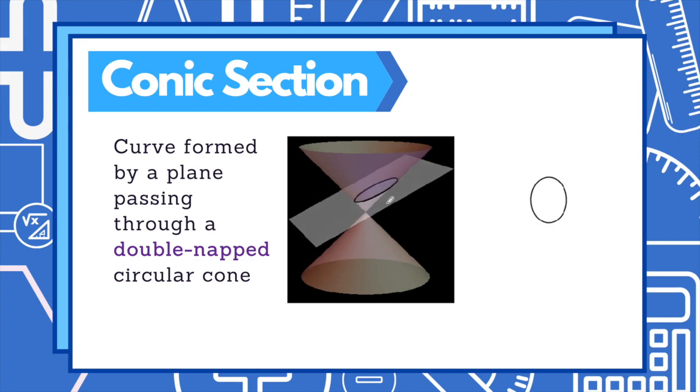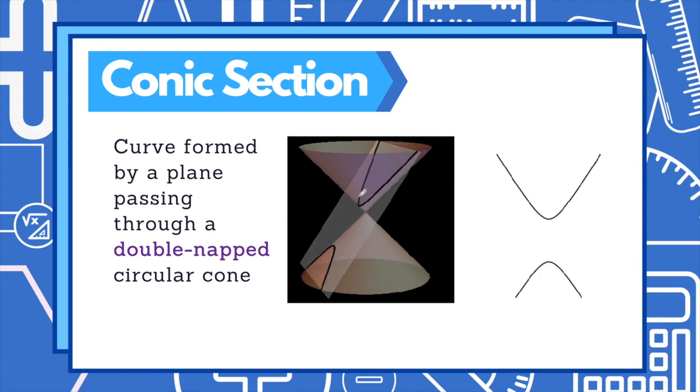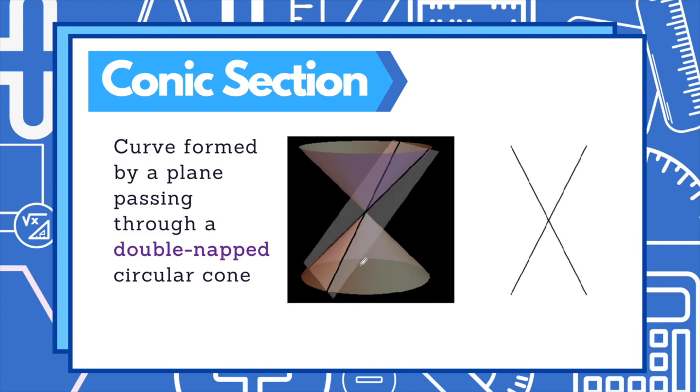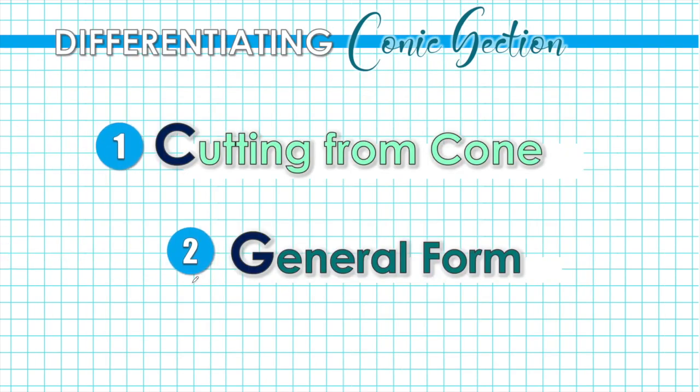Now, if a plane passes through these circular cones, different conic sections may be formed based on the angle or how the plane cuts the circular cones. We have four kinds of conic sections. As you can see, we have the parabola, the circle, ellipse, and hyperbola. Basing from the illustration that we are seeing right now, different cuts of the plane through the circular cone can be used to get these conic sections. We can differentiate these conic sections by the cut of the cones or by their general form as well.